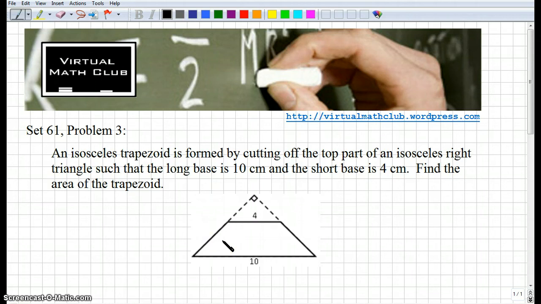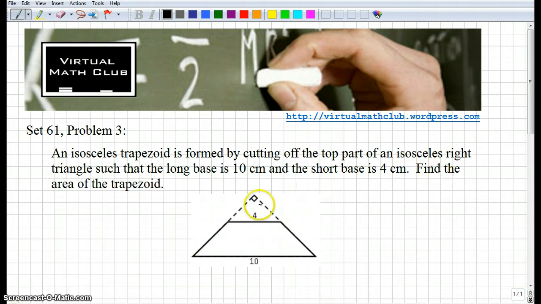An isosceles trapezoid is formed by cutting off the top of an isosceles right triangle such that the long base is 10 centimeters and the short base is 4 centimeters. Find the area of the trapezoid.